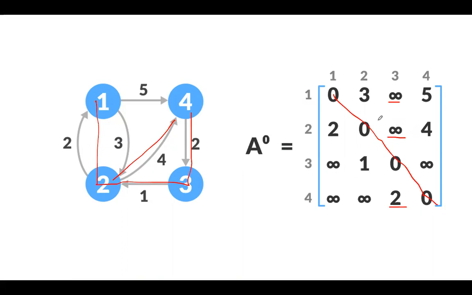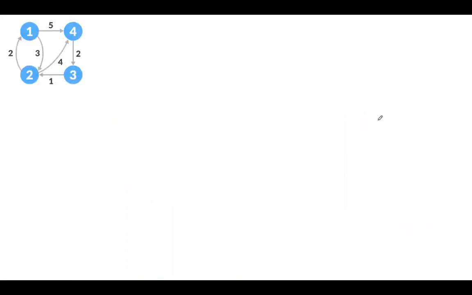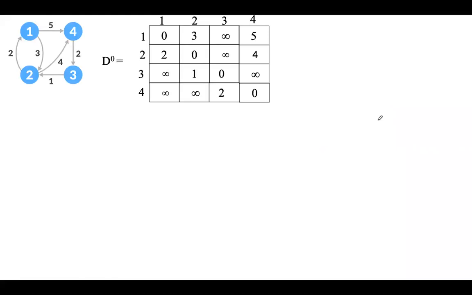Okay, so this is a graph, and this is the matrix. I will represent it using D naught. First, see, this graph is there. So this is the first stage, the first matrix, the adjacency matrix.